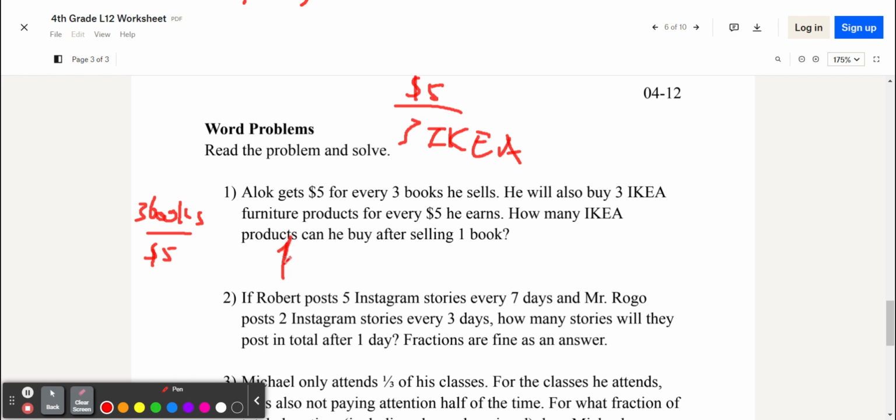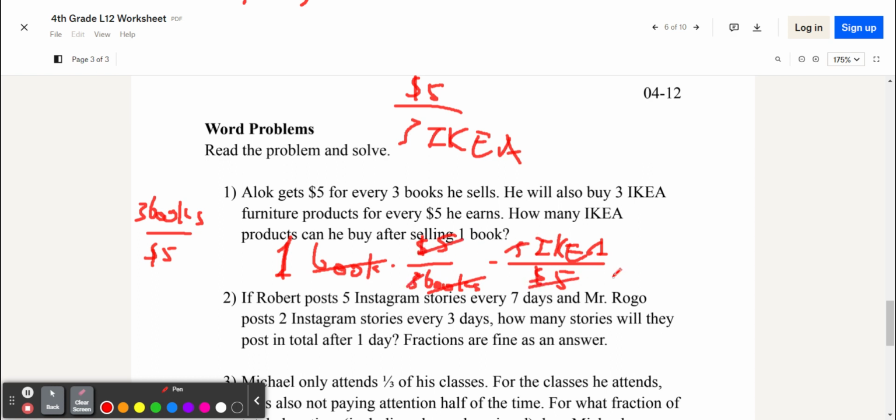So if we just have 1 book, 1 book turns into how many dollars? Well, we can find that by saying $5 per 3 books. I wrote both of these upside down, sorry. And so we can multiply, and then we'll notice that these cancel out. But before we actually do that, let's also multiply by 3 IKEA furniture products per $5. And you notice the 3 and the 3 cancel out, and the $5 and the $5 cancel out. So we just get, this is a multiplication, 1 IKEA product. So he can buy 1 IKEA product.